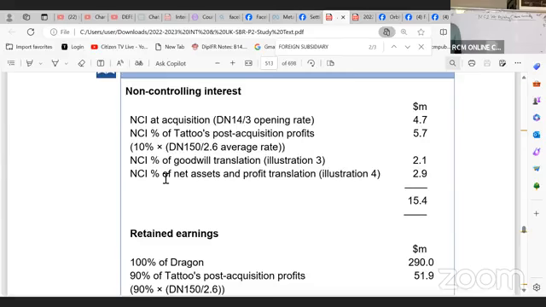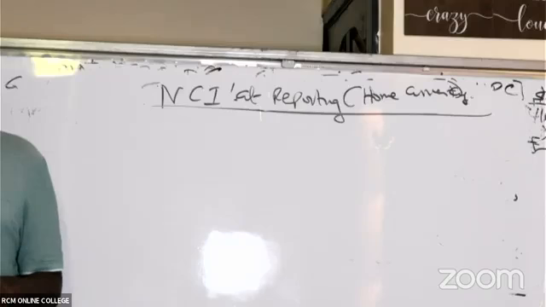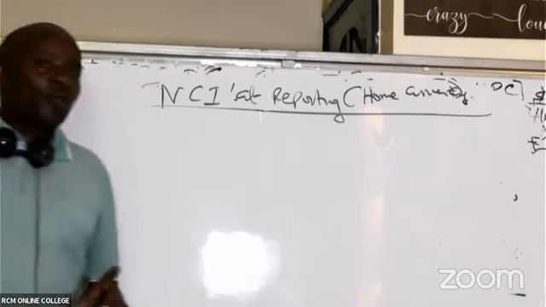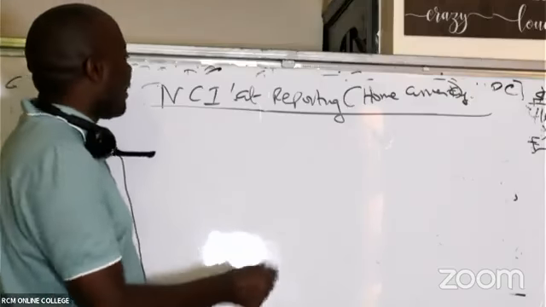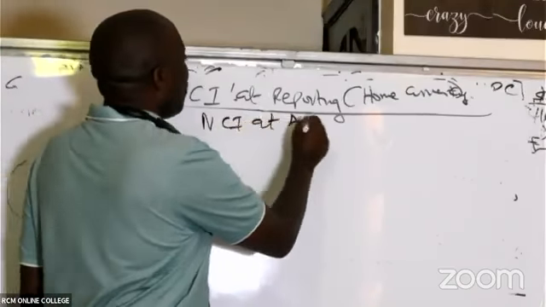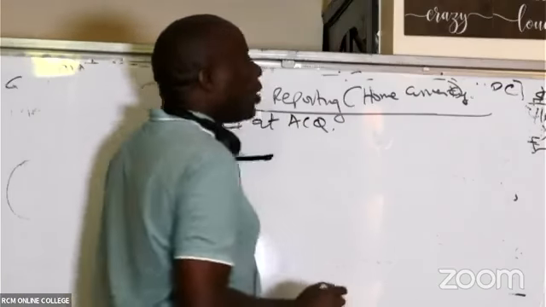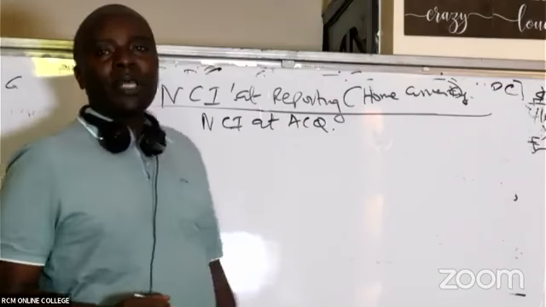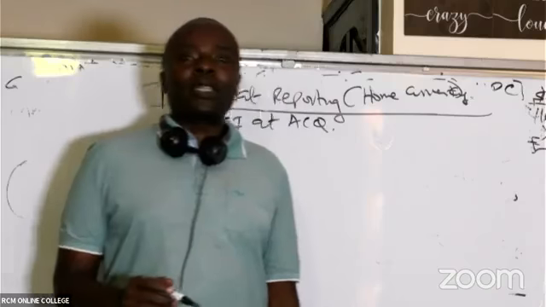All right. So let's do it together. Of course we shall start with the NCI at acquisition. How much were they worth at acquisition?